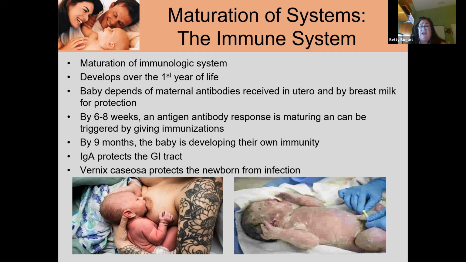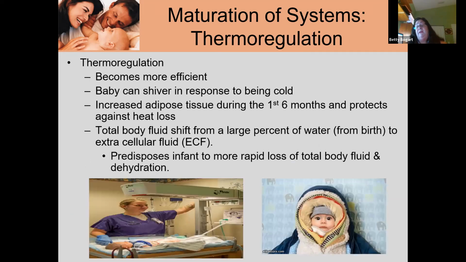And we know the GI tract has its own immune system that protects them. And if they're born with that cheese, and I think that's a great picture of that vernix caseosa, there's some children born with nothing, and there's other children that are covered in it. But again, it is a protection. It's the baby's way of doing that.